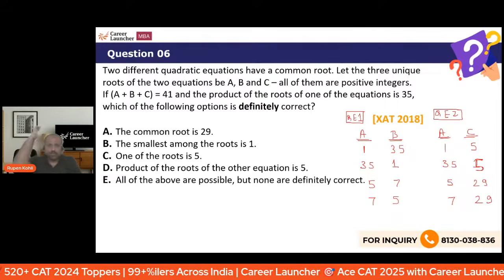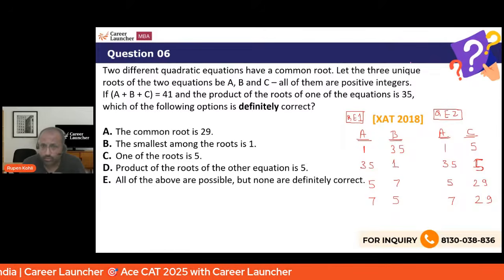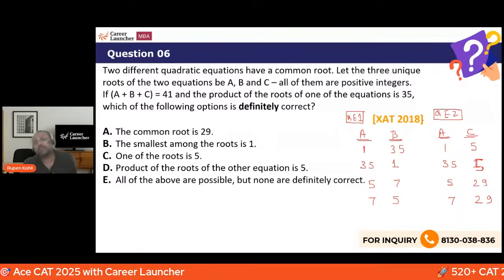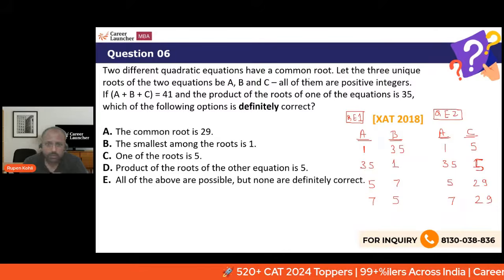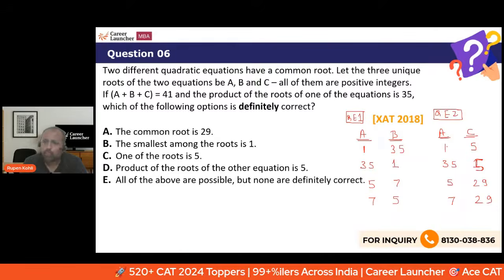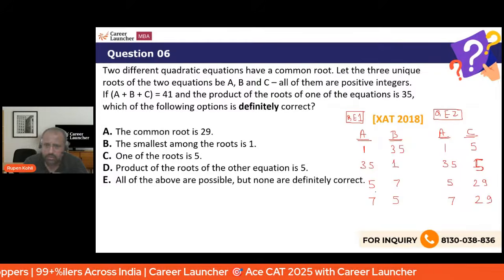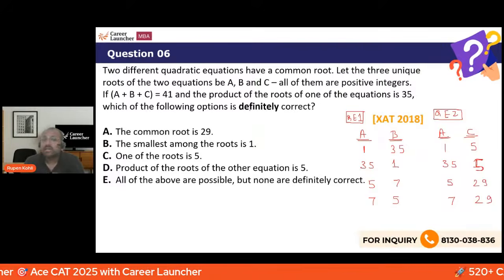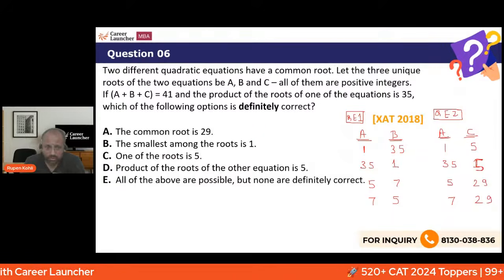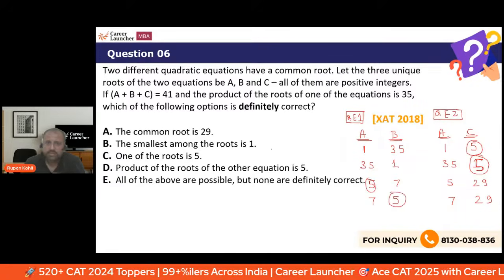Perfect. Now look at the options. Which of the following is definitely correct? The common root is 29. That is definitely not true. 29 could be one of the roots of the other equation, but 29 is never the common root. Smallest root is 1. The smallest root could be 1 or it could be 5 from these last two cases, right? In the first two cases, the common root is 1. So this is a possibility, not a guarantee, not definitely correct. C, one of the roots is 5. Yes, that's my answer.